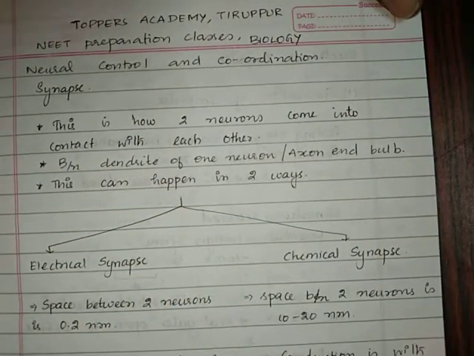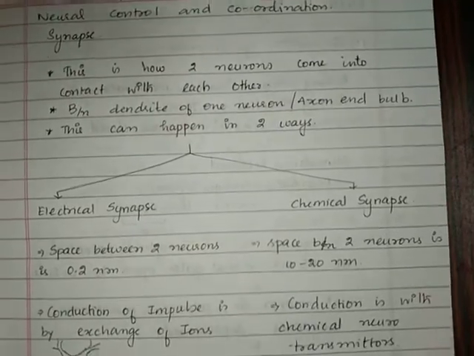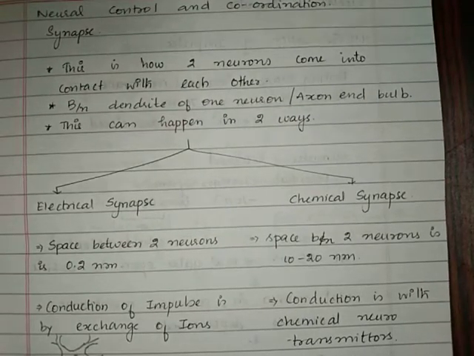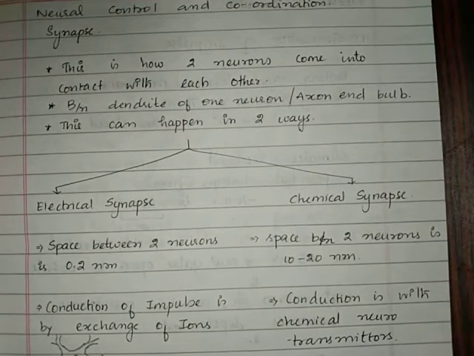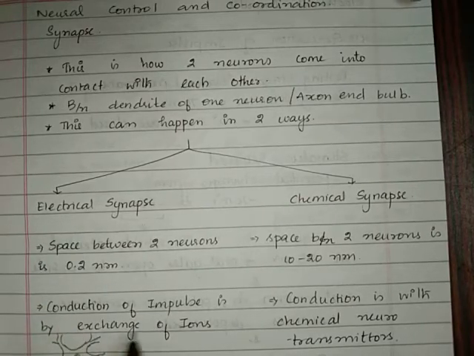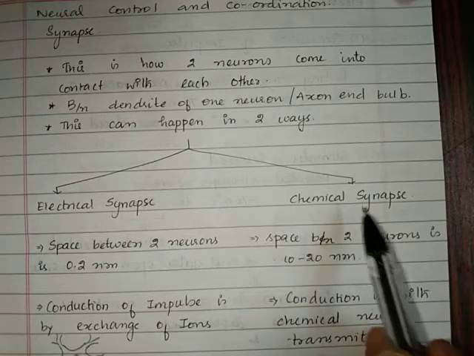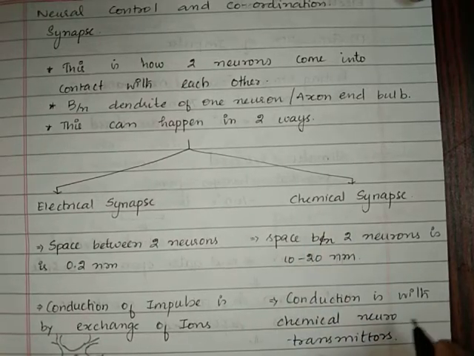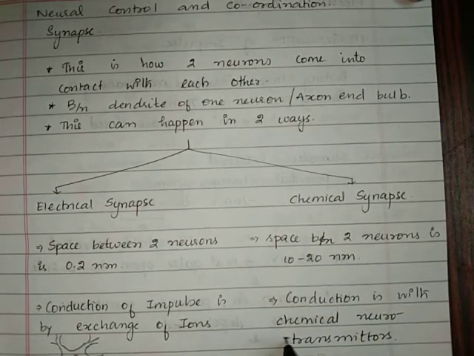So this passing can happen in two ways. One is called electrical synapse and the other one is called chemical synapse. Electrical synapse is by exchange of ions, and chemical synapse is where chemical neurotransmitters will help in passing the impulse.